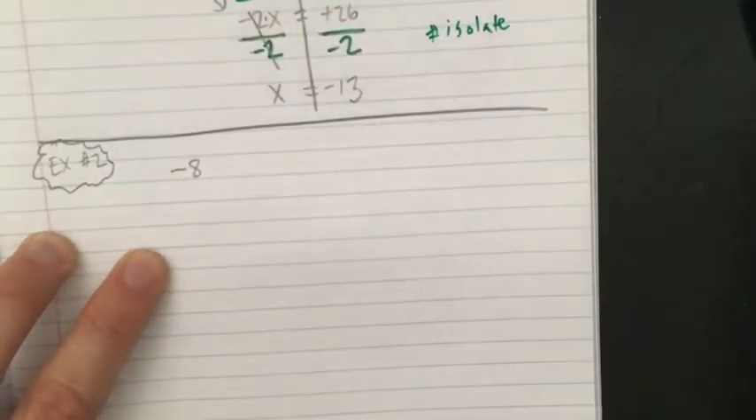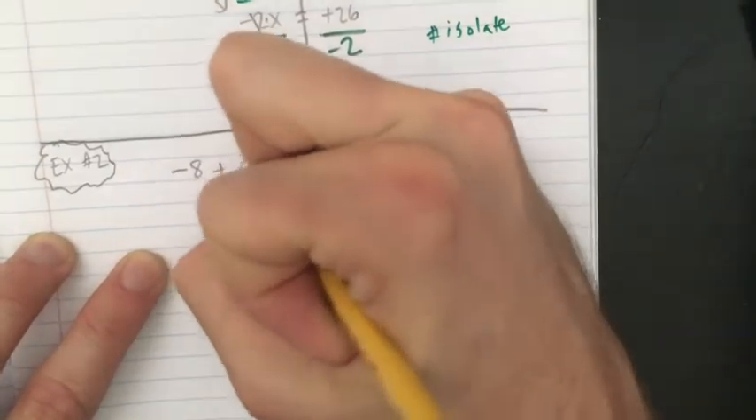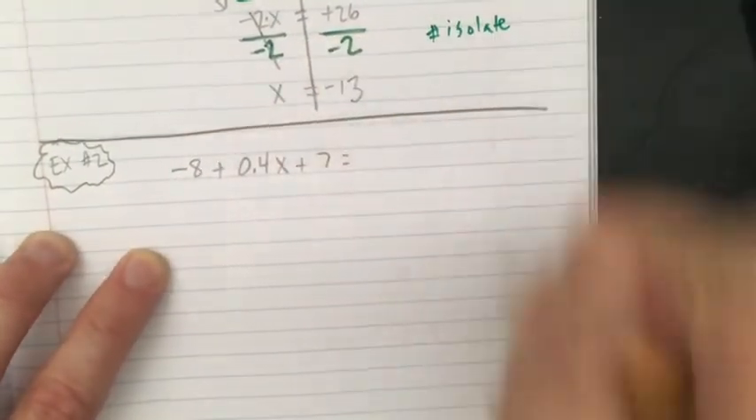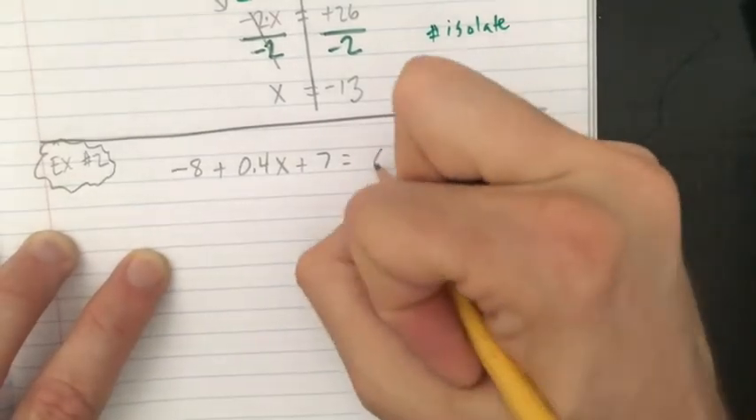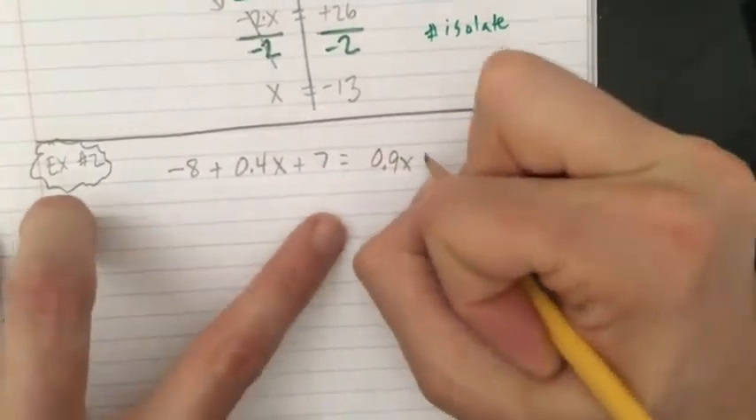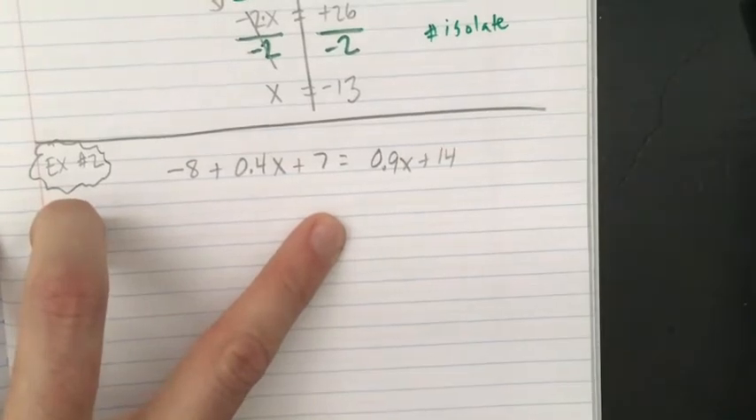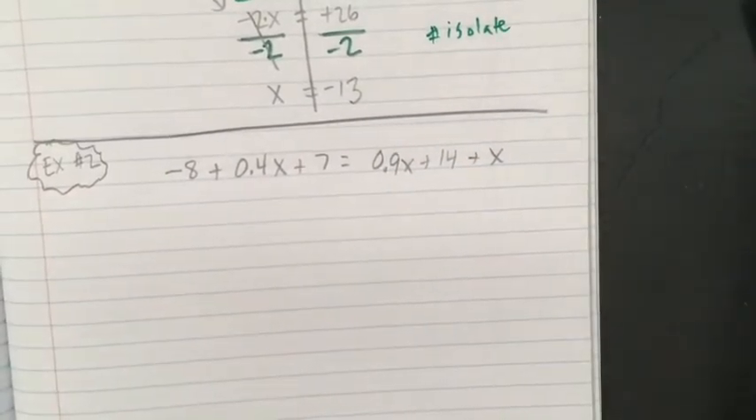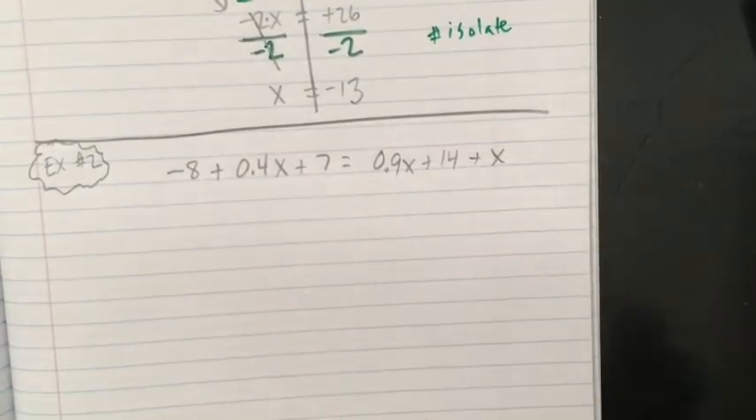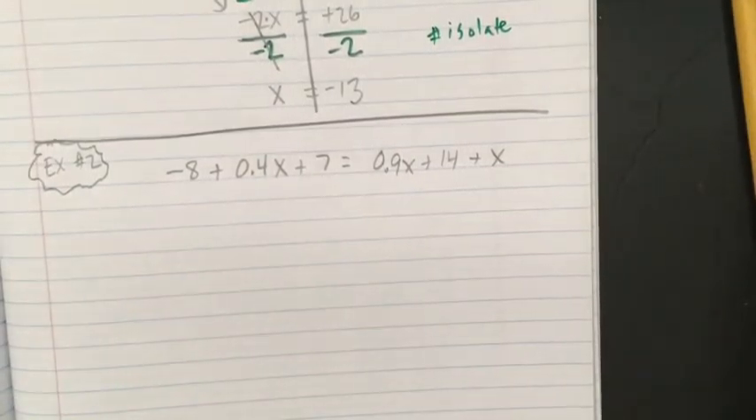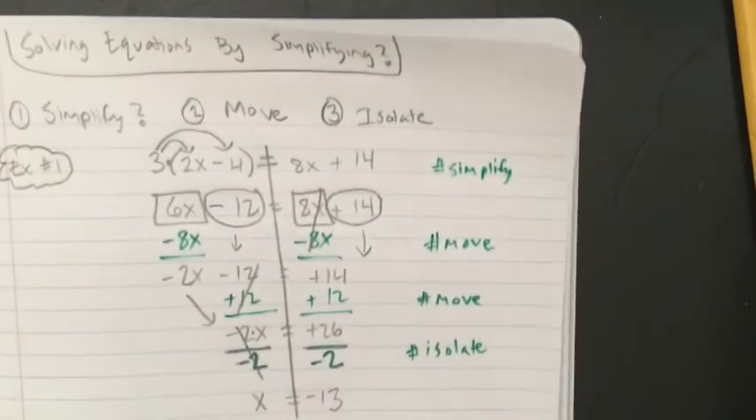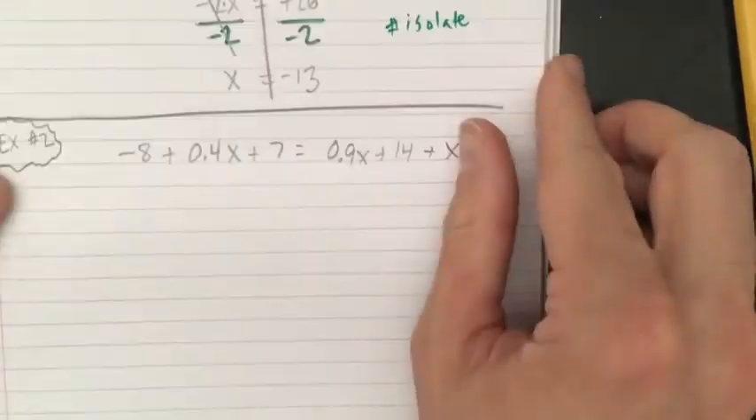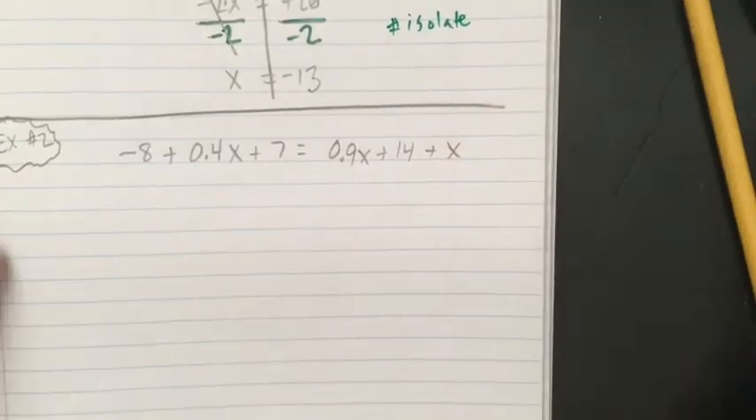So negative 8 plus 0.4x plus 7 makes 0.9x plus 14 plus, we'll say x. Okay, so there's lots of pieces here. The idea is the same though, so just remember your steps from the beginning. Simplify, move, isolate. So let's do it.